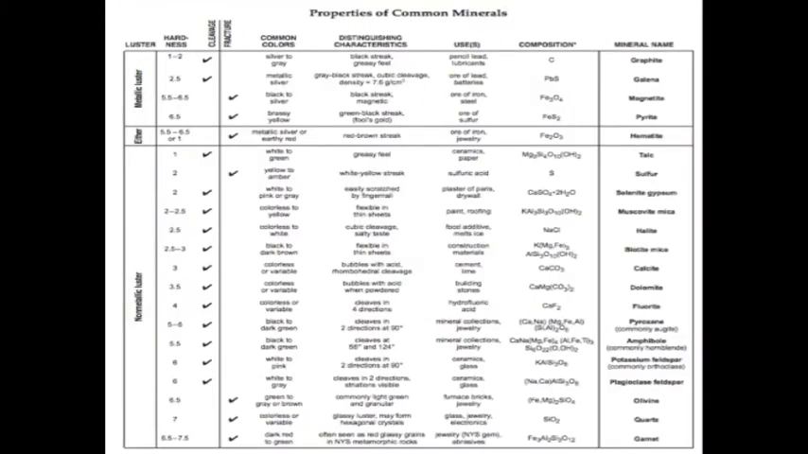As you can see by the chart on the screen, it has many different ways to distinguish a mineral. All the way on the left, it has a column labeled luster. This is the way that the light shines off of a mineral. You would first have to notice what kind of luster it has.